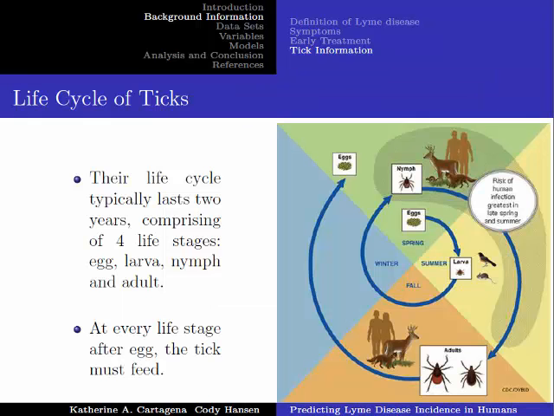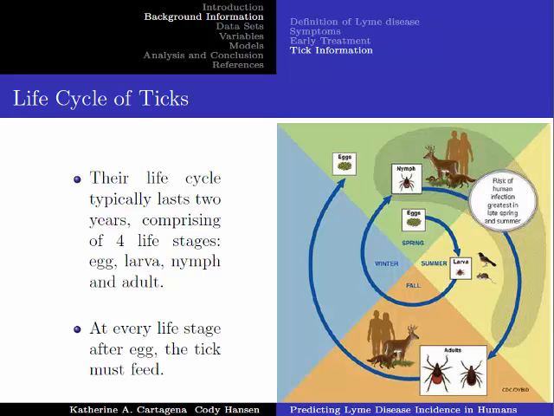The life cycle of these ticks typically lasts 2 years, comprising 4 life stages: egg, larva, nymph, and adult. At every life stage after egg, the tick must feed, which is also known as having a blood meal. These ticks can feed from mammals, birds, reptiles, and amphibians, but primarily parasitize the white-tailed deer as adults.